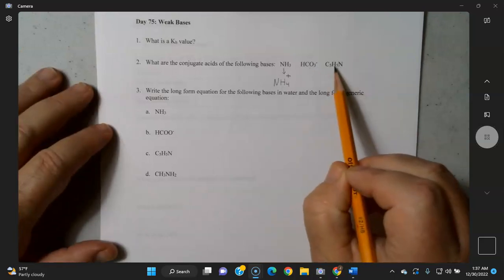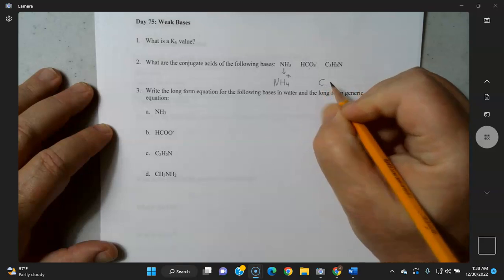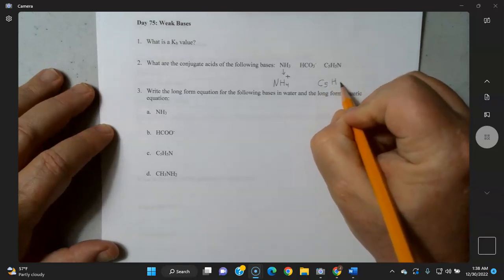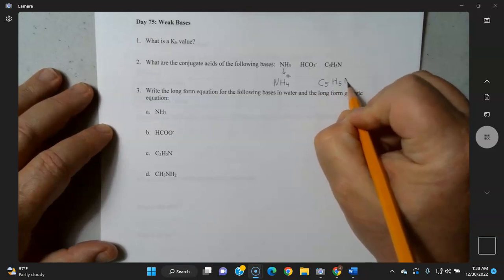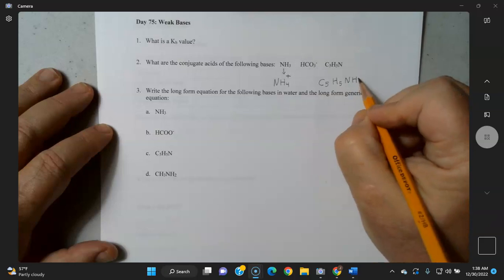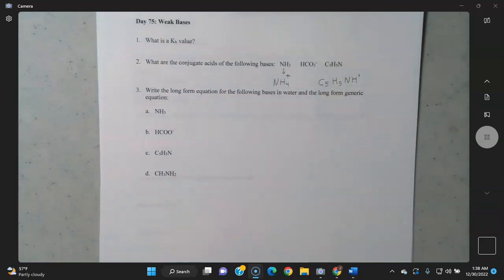All right, and C5H5N, usually the way that's written, it's going to add a proton. So you just add an H onto the end of that, and it is a positive charge. And that's called pyridine. By the way, this base is called pyridine.